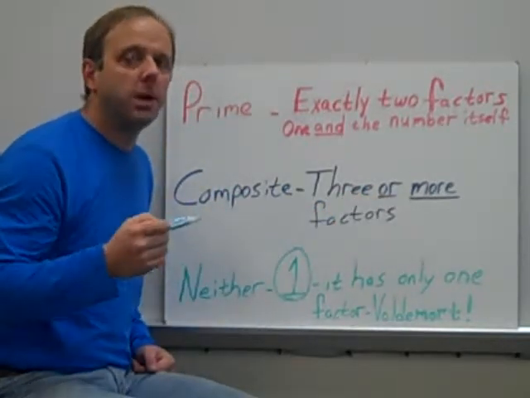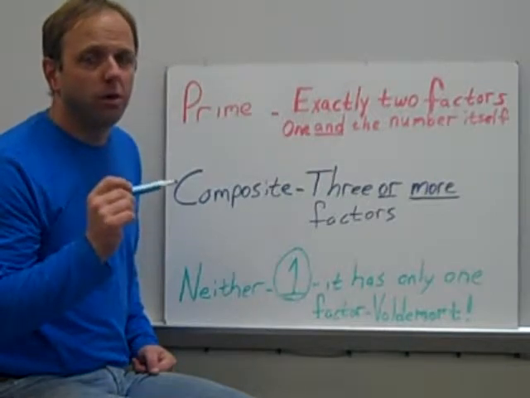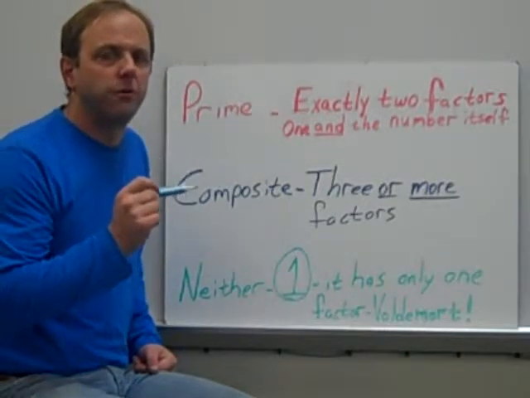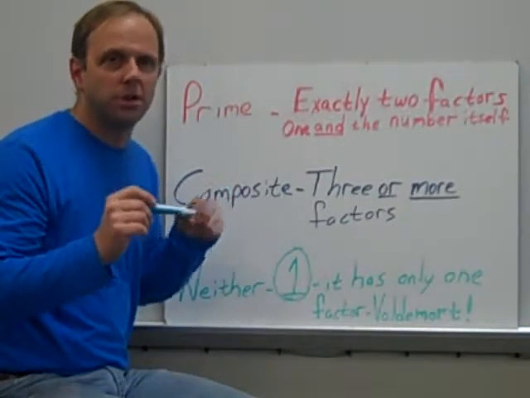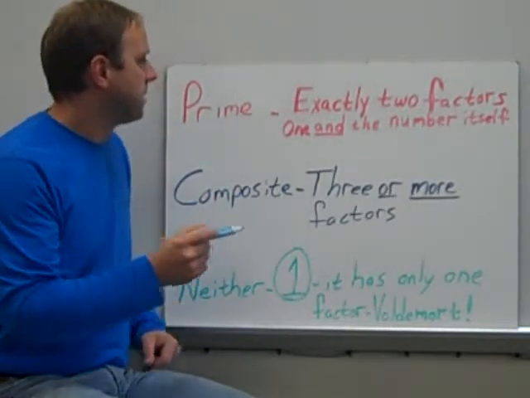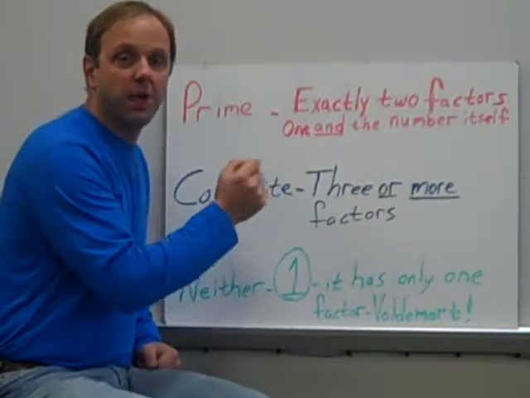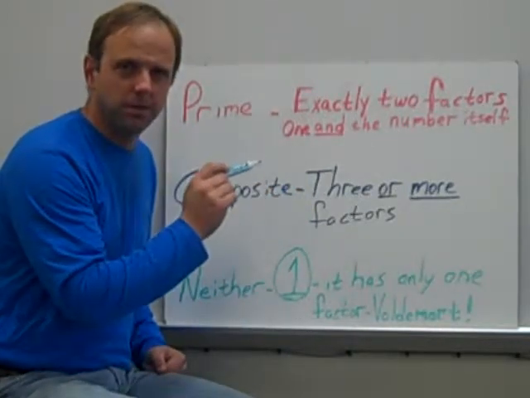Now when we're determining if a number is composite, the only thing we really have to do is prove that it has a factor in addition to one in the number itself, which we'll look at in a minute. As long as we can find a third factor, then at that point we can say it's a composite number.